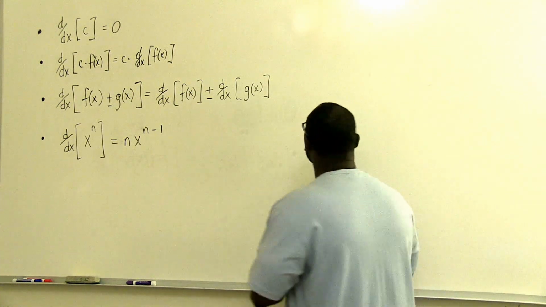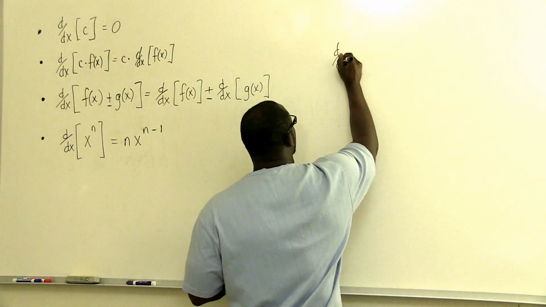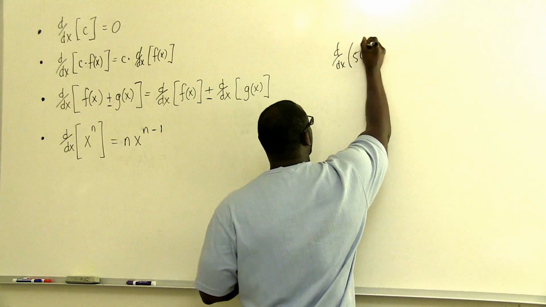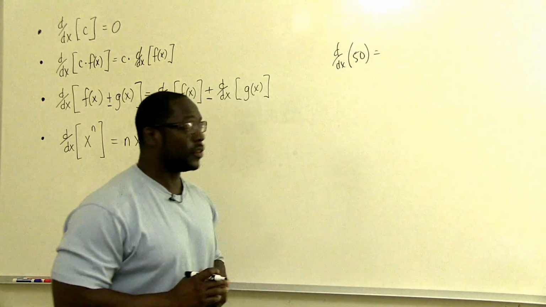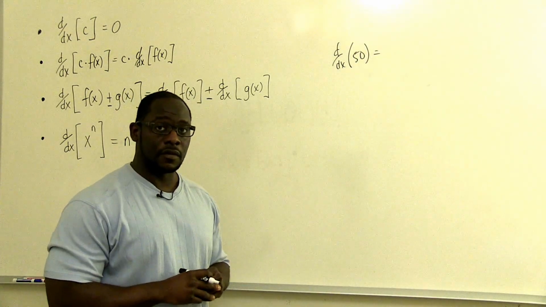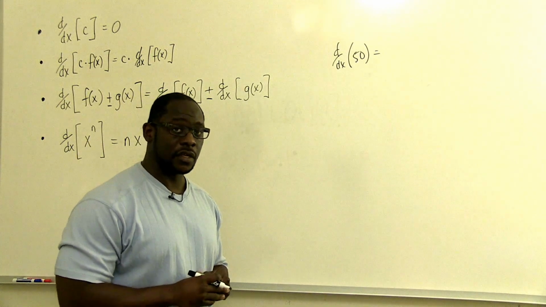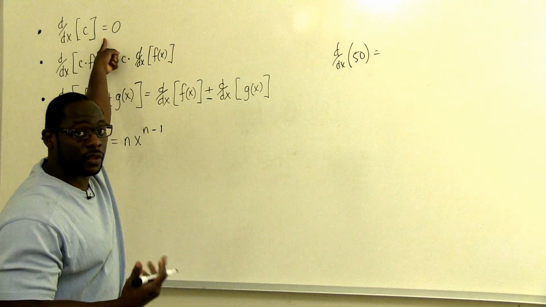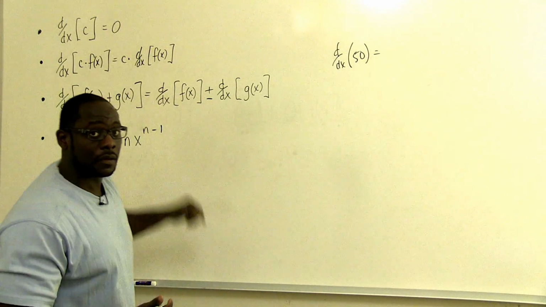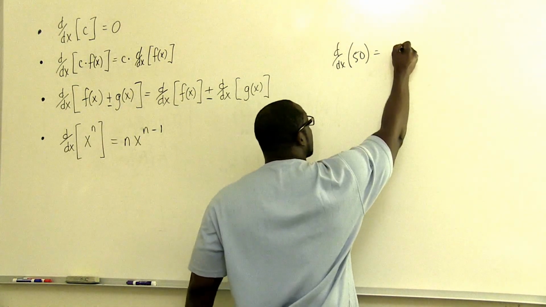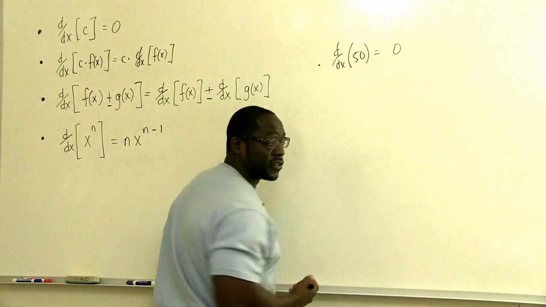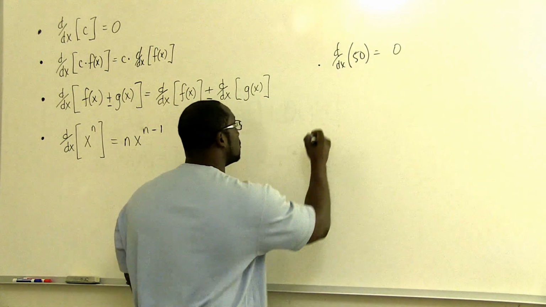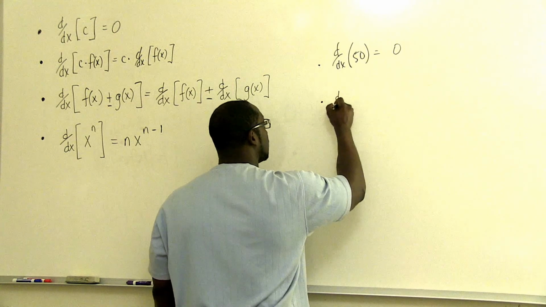So the first one that we'll do is taking the derivative of 50 with respect to x. And so we know that since this is a constant, it goes along with this rule. So the answer is what? Yep, that's right. It's 0. Okay, so pretty simple, right? Let's move on to the next one here.